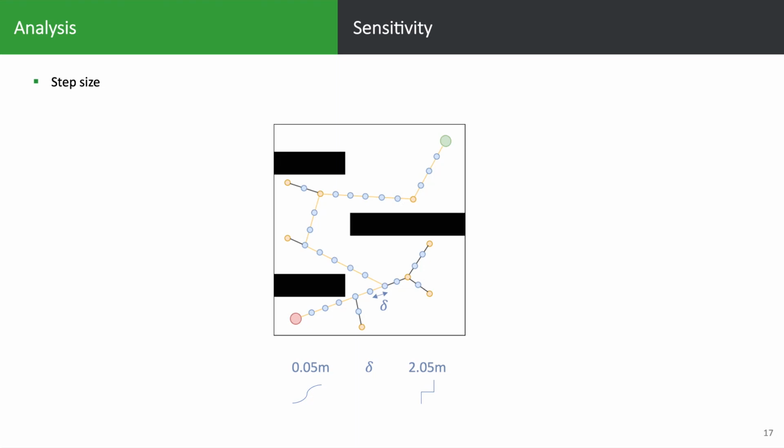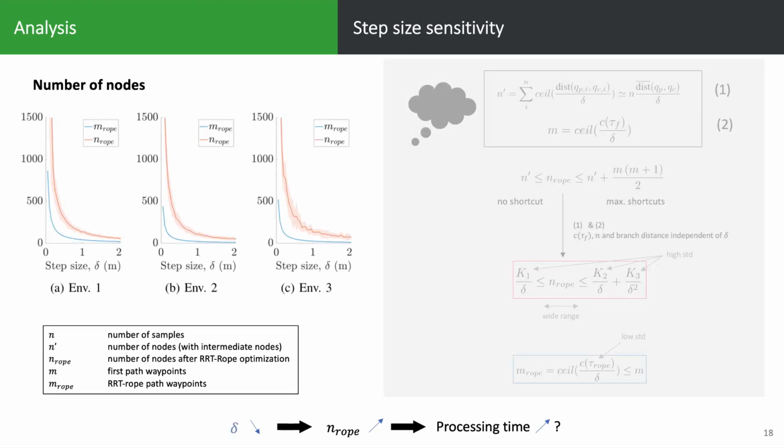The parameter we will observe here is the step size, or delta, which is the distance between two consecutive intermediate nodes. It is obvious that for a low value of delta, the path will be smooth, while for a large value of delta, it will be more uneven. Again, I will not go into the details of the calculations that are presented in our paper. However, we have shown that the number of nodes after the optimization process is close to an inverse function of delta. These results have been confirmed here by means of simulations.